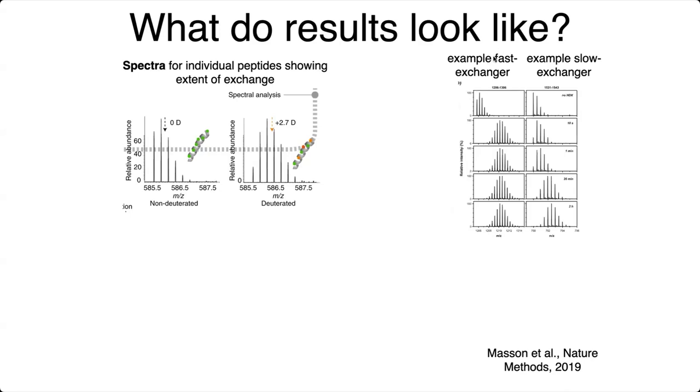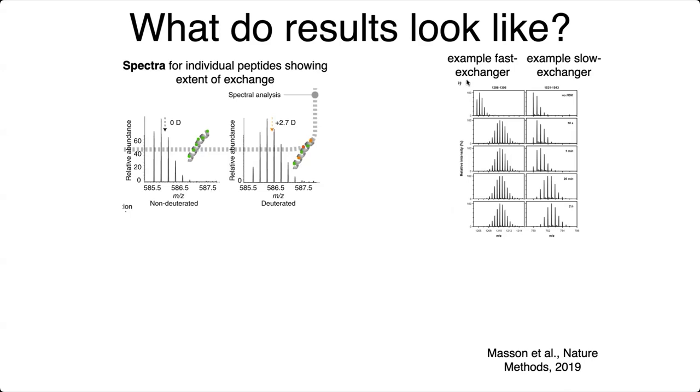Here's an example of what these things might look like. So if you had a fast exchanger, you see readily, this is at like 10 seconds, you already have it all switched over to the heavier form. Whereas if you have a slower exchange, well, now it takes 2 hours in order to get to that same level of exchange. Often it's going to be the relative abundance or the relative intensity on your y-axis.